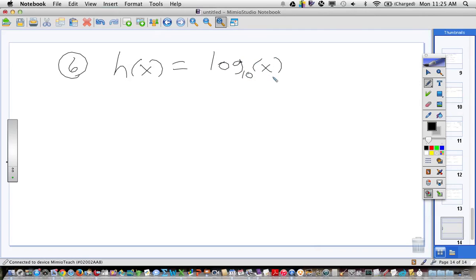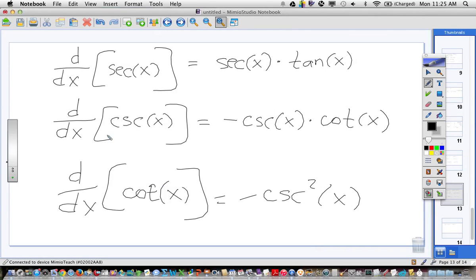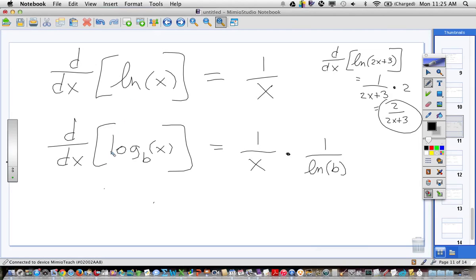Okay, so number 6, this is on page 138. It says use theorem 12. Now, whenever they talk about theorems in this homework, they're just talking about these rules. So it'd be this rule right here. In your book, when they wrote out the rules, they called them theorems. Don't worry about that. So this is the rule we'd be talking about right here. Log base 10. So there's our rule.